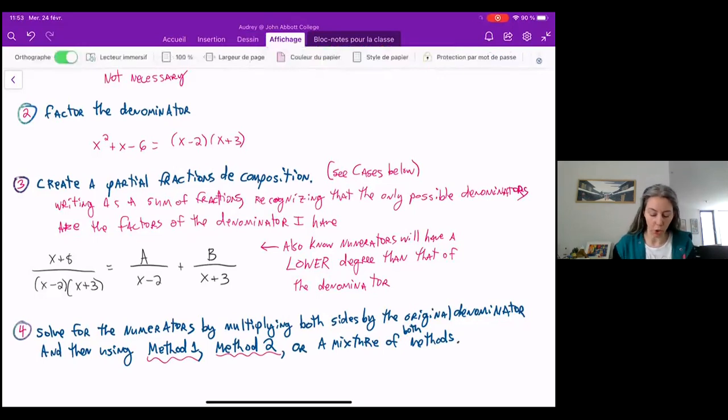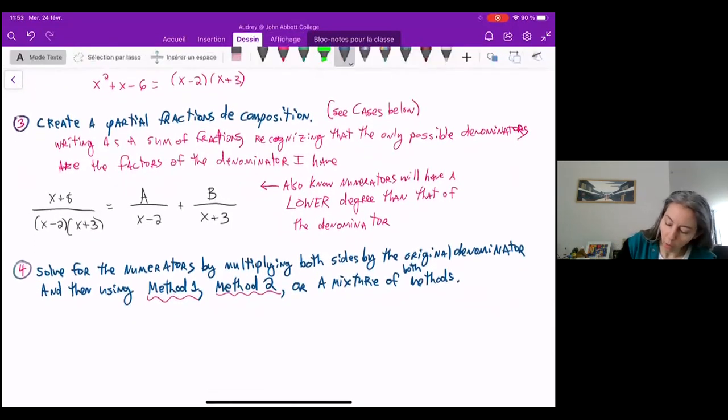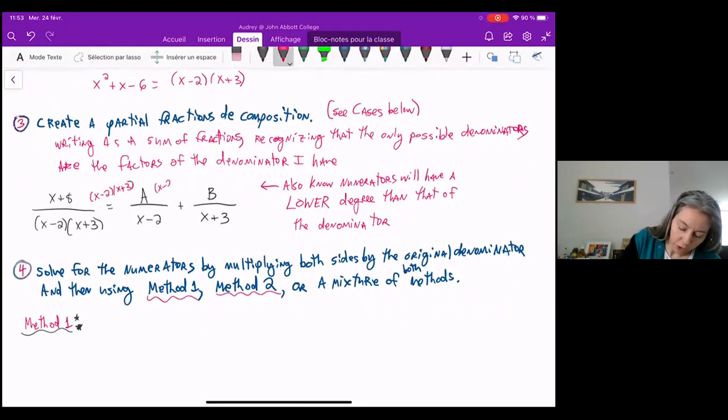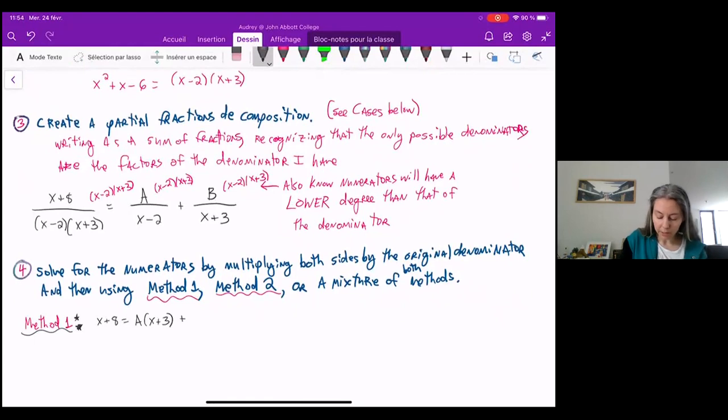So for method 1, we're always starting here. For both methods we start the same way, and that is multiplying both sides of what I have up there by the original denominator. So I'm going to do x minus 2 times x plus 3 on each term. What I end up with down here is a bunch of things cancel out. So I'll have x plus 8 is equal to A, the x minus 2's cancel out, and I'm only multiplying by x plus 3, plus B, the x plus 3's cancel out, and I'm only multiplying by x minus 2.